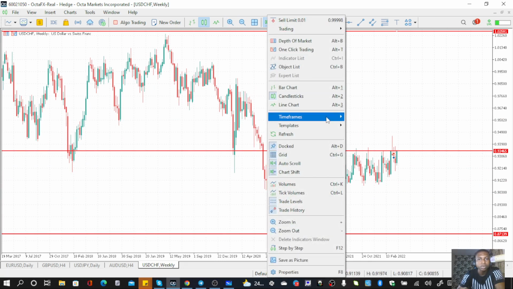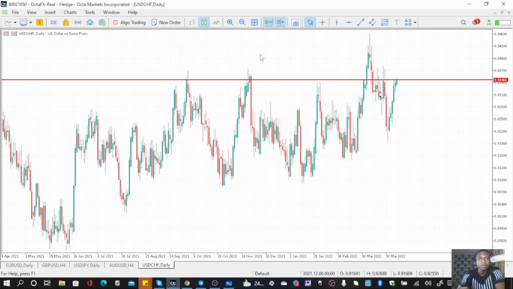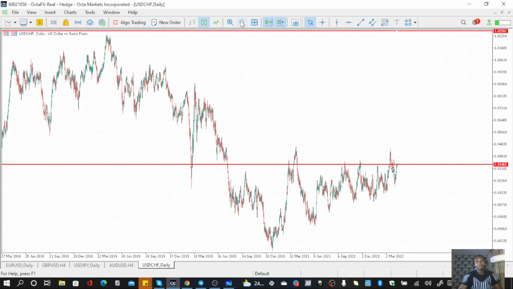So let's go lower again to the daily time frame. Now look at what's happening on the daily time frame. You can see that on the daily time frame, we are having something like an ascending triangle.